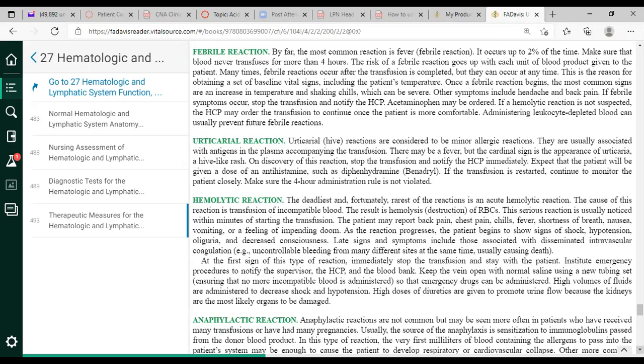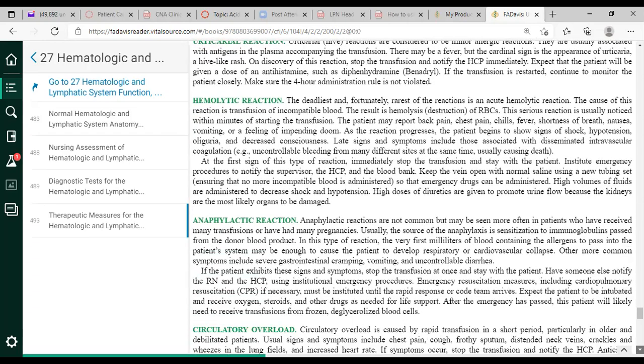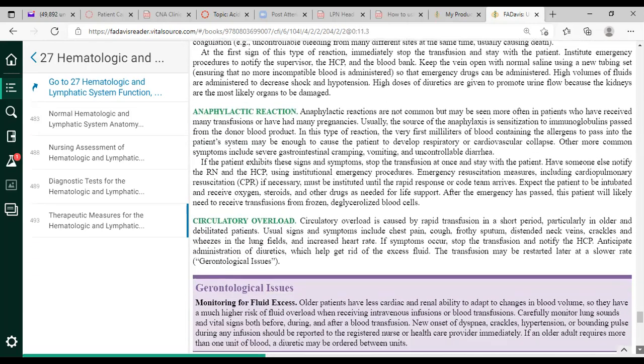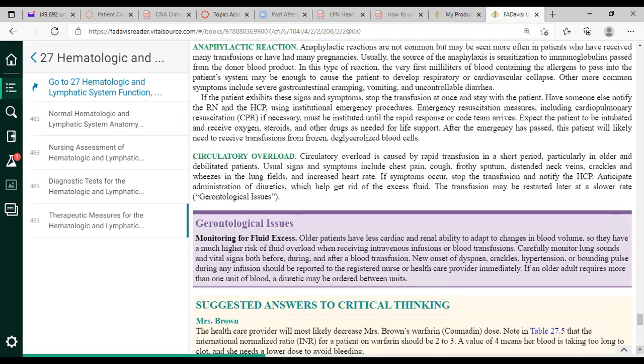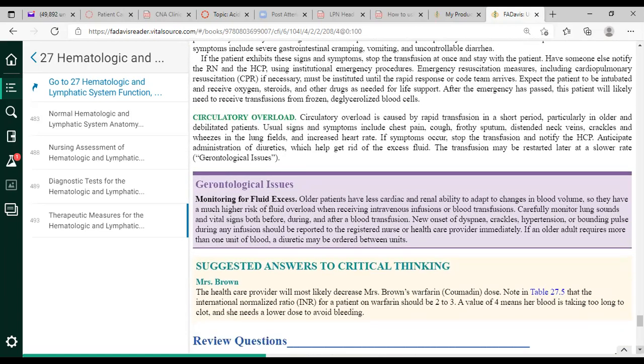It talks about anaphylactic reaction. That's where the throat is closing. The patient's throat is closing up due to some type of allergic reaction. Circulatory overload. What might be a sign to you that the patient is experiencing circulatory overload?